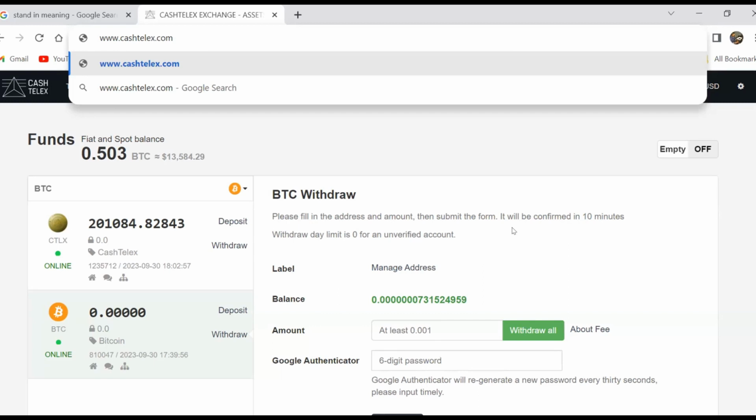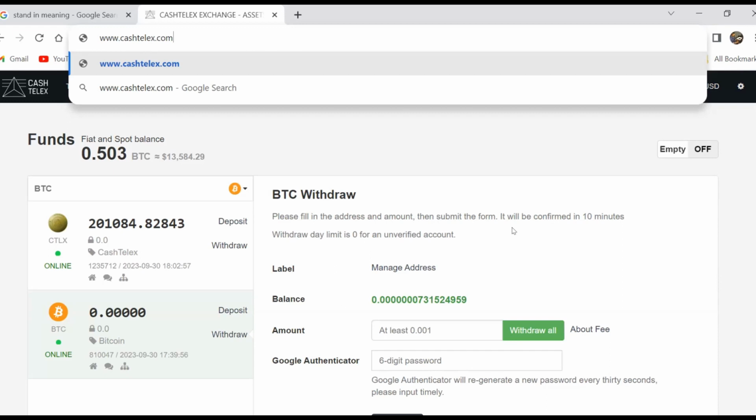I'm not using my phone because I have an iPhone. We don't have an app that is supported on iPhone on the exchange for now. But for those who use an Android phone, we have a CashTelex app that you can use to carry out transactions on the exchange. So for now, I'll be using my laptop.